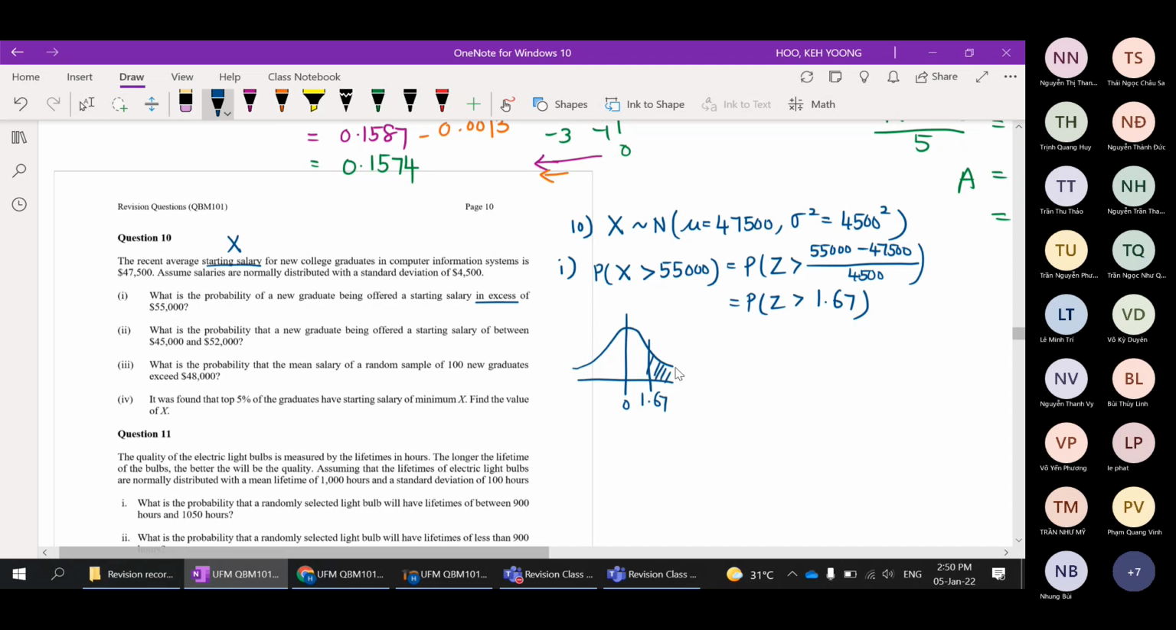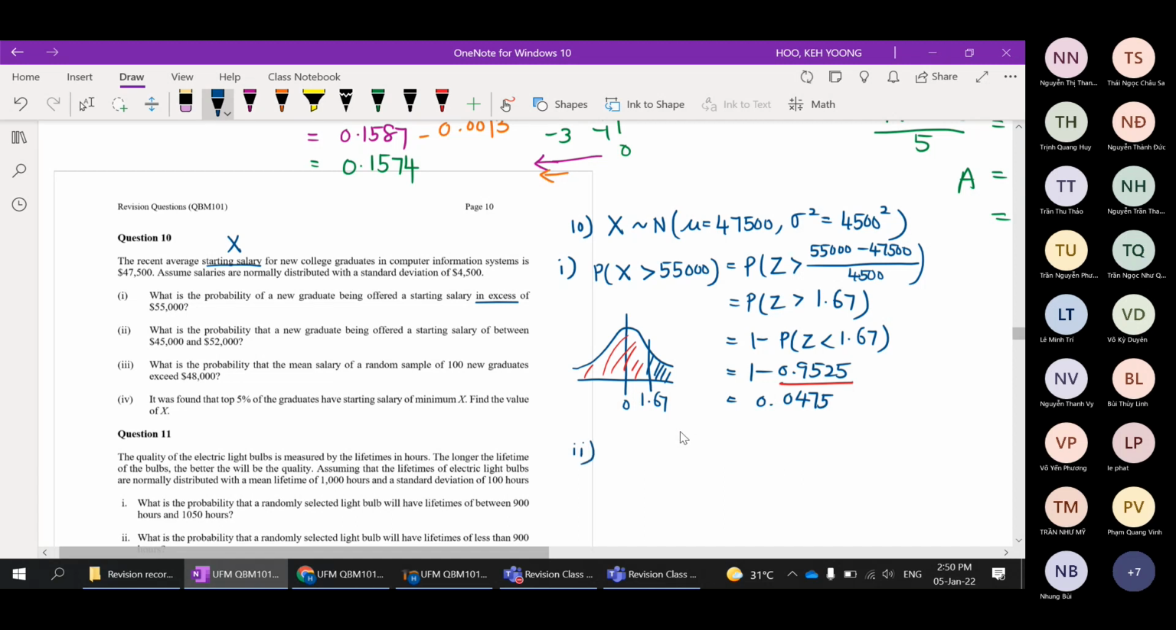You're going to find this part. So take 1 minus the probability of less than 1.67. From the statistical table, look at the second page where your Z value is positive. You should get 0.9525, this area. So 1 minus 0.9525 gives 0.0475.